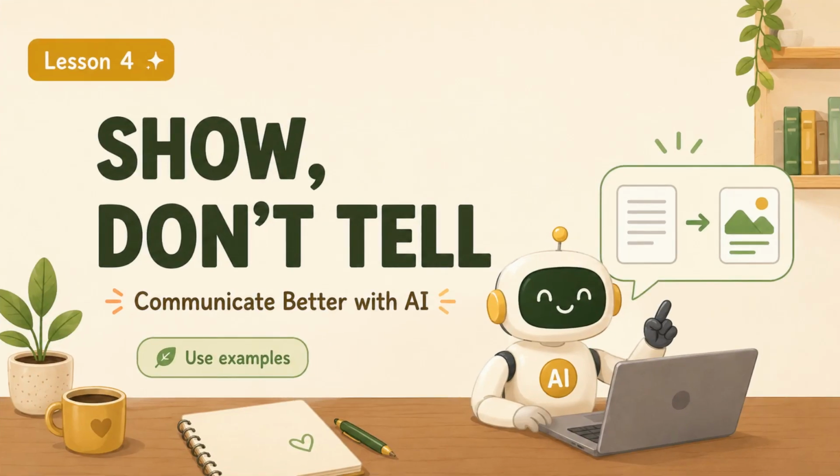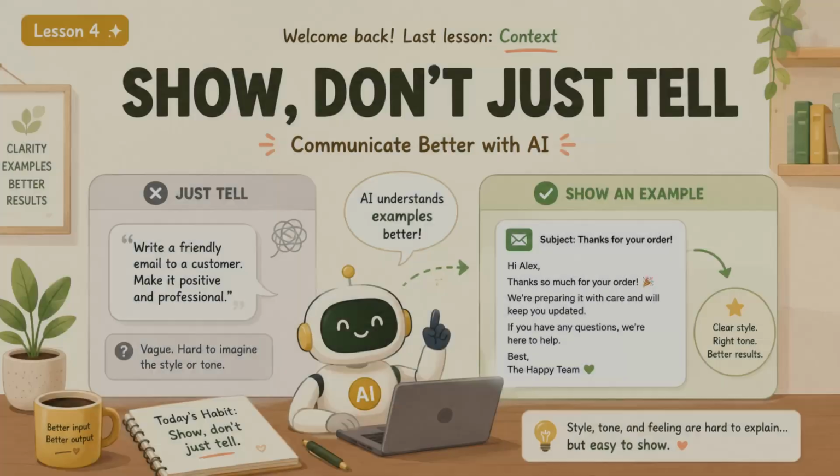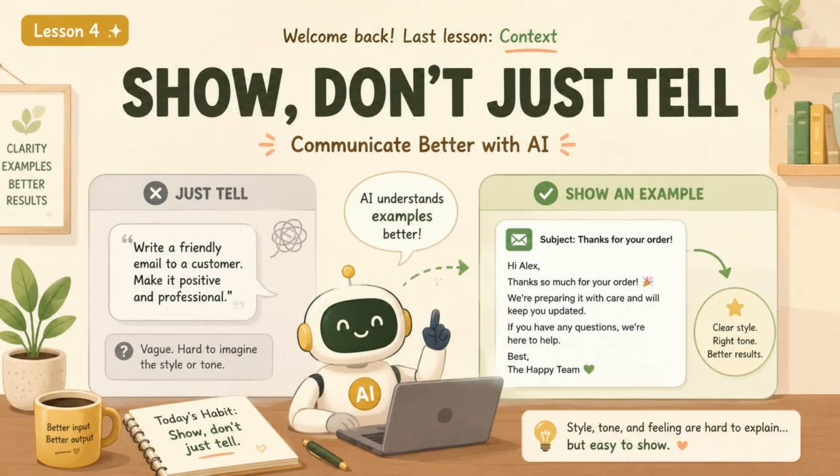In the last lesson, we learned that context helps AI understand the real situation. Today, we are learning another simple habit: show, don't just tell. Sometimes it is hard to explain the style, tone, or feeling you want, but it becomes much easier when you show AI an example.